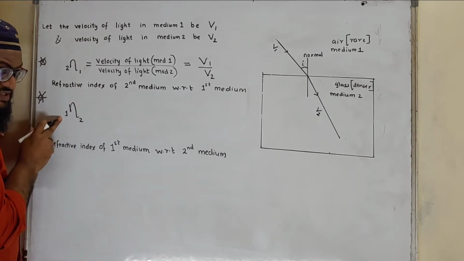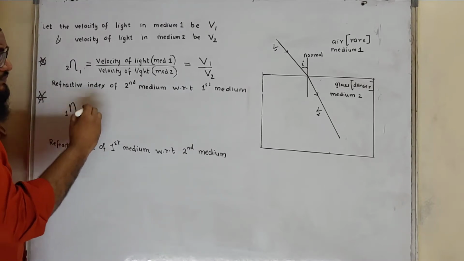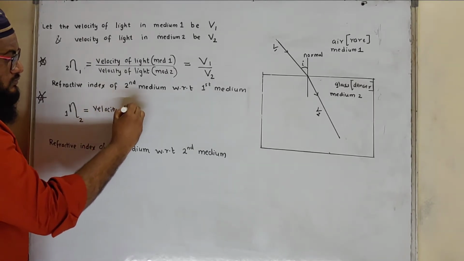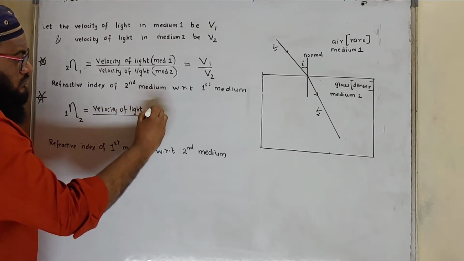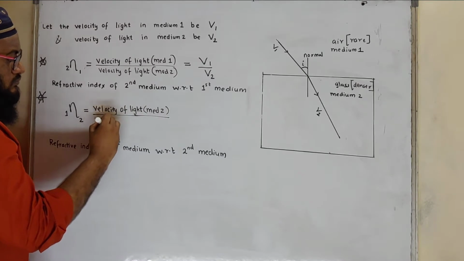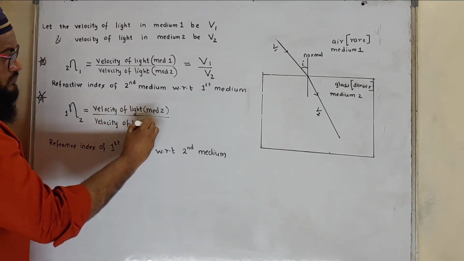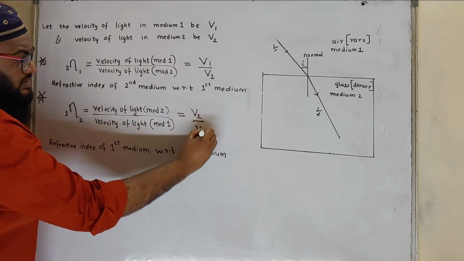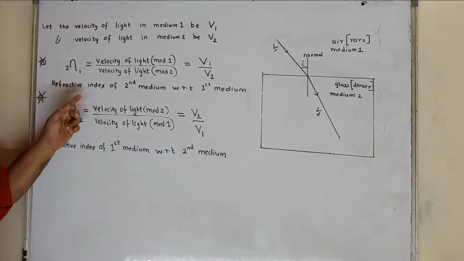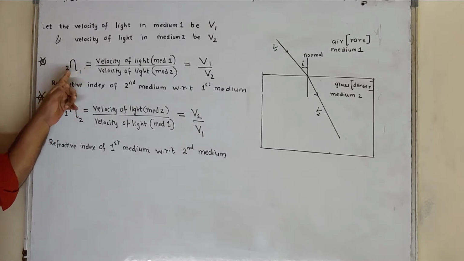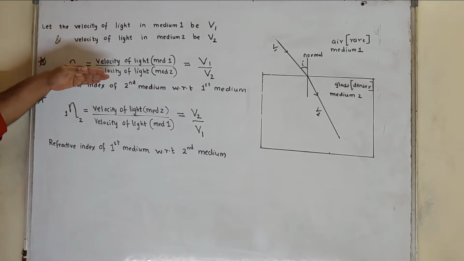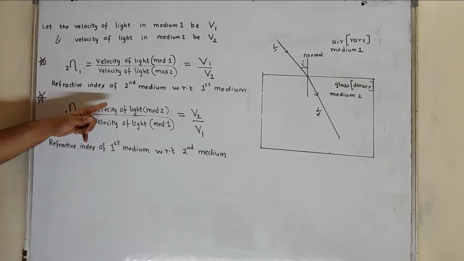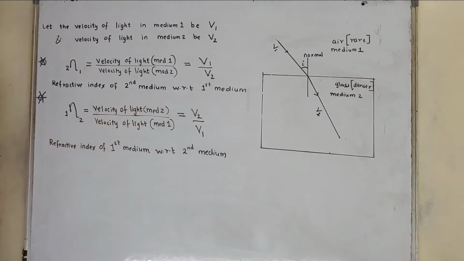What is this? Refractive index of first medium with respect to second medium. What will it be? It will be the velocity of light in medium 2. So what is the velocity of light in medium 2? v2, and in medium 1, v1. So mind well, the refractive index of second medium with respect to 1, the formula will be what? Velocity of light in medium 1 upon velocity of light in medium 2. Similarly, the refractive index of first medium with respect to 2 will be velocity of light in medium 2 upon velocity of light in medium 1, that is v2 upon v1.